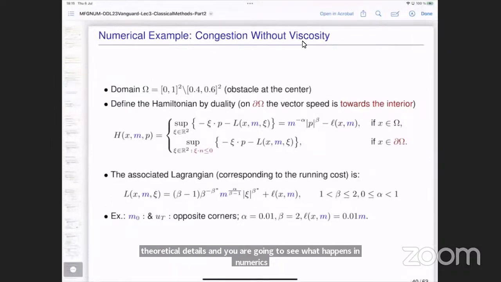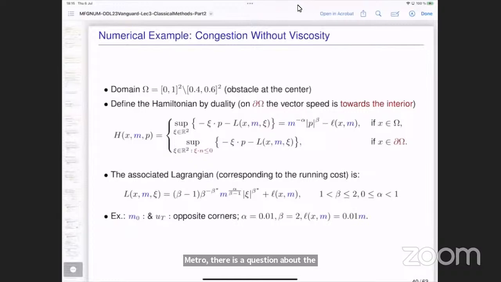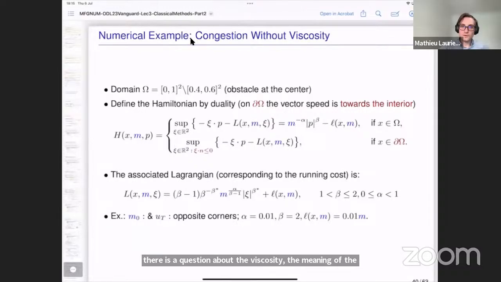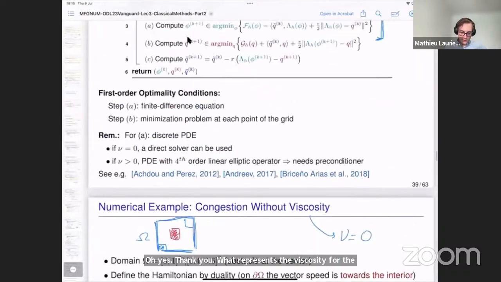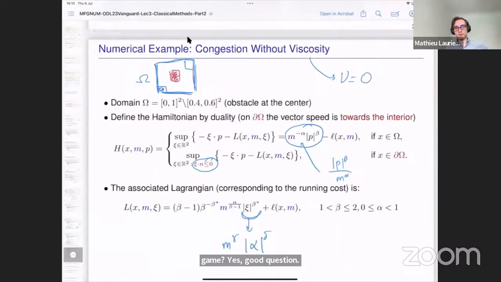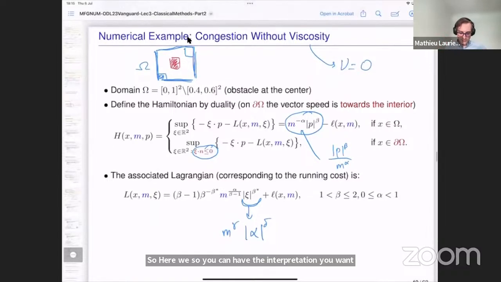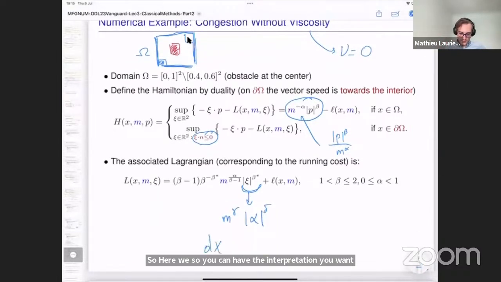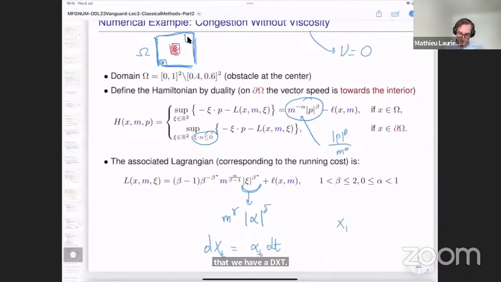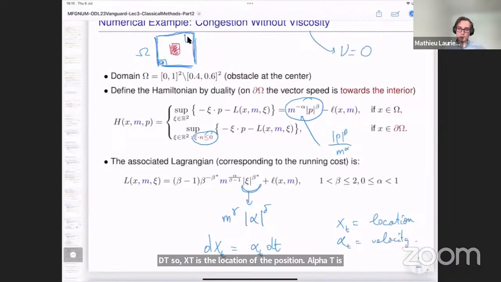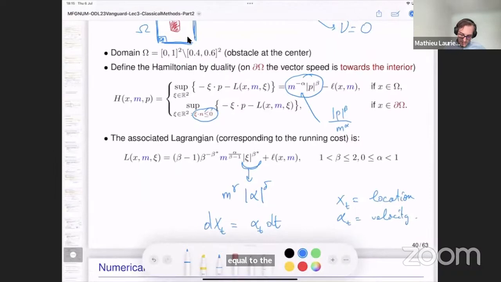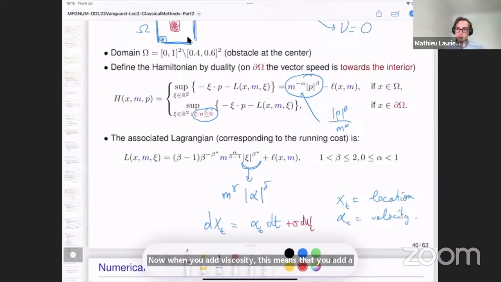Mathieu, there is a question about the meaning of the viscosity here. What represents the viscosity for the game? Yes, good question. Here you can have the interpretation you want about the game. If we think about pedestrians, it means that we have dX_t equals alpha_t dt. So X_t is the location or the position, alpha_t is the velocity, and that's the evolution. Now, when you add viscosity, this means that you add a term sigma dW_t in the dynamics.